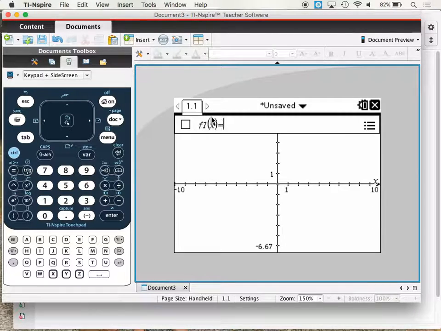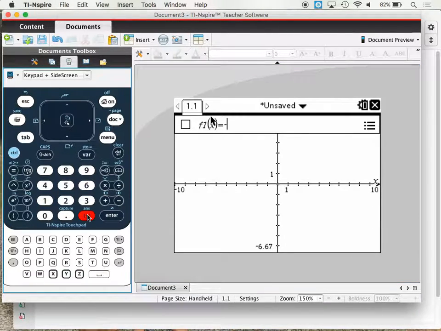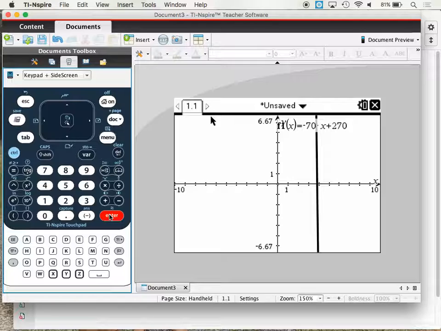Add a graph there. And we're going to type negative 70x. Remember, the calculator likes x and y. Plus 270. Okay, that graph's a problem because it looks like it's almost a vertical line. I can't see the y-intercept. My scale is off here a little bit. So watch what I'm going to do here.